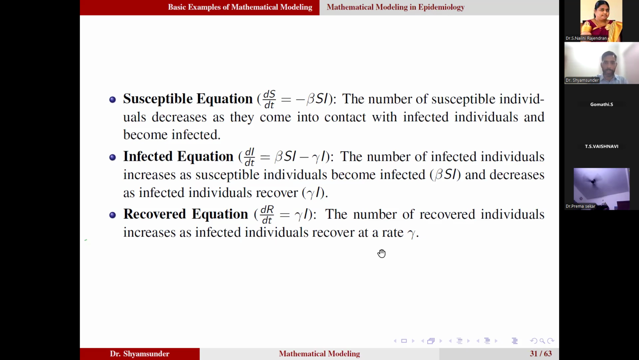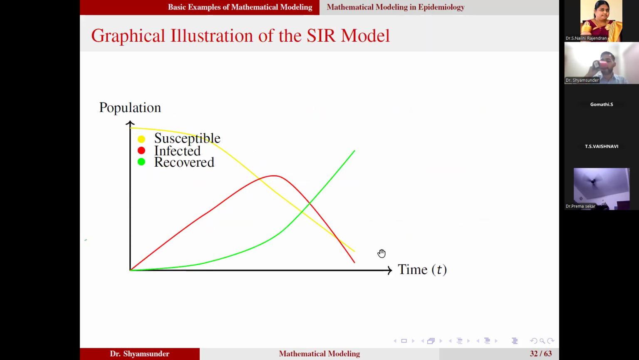Then the graphical representation of the SIR model. Here, the yellow line shows the susceptible population. The initial susceptible population is, suppose, 100, so the starting point is 100. Then, at rate beta, individuals join the infected class. Infection starts at 0 initially, but as the susceptible population joins the infected class, the infected class increases and the susceptible population decreases.